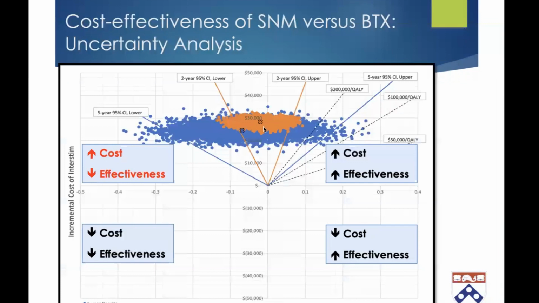And here's that, lovely, I love this, cost effectiveness plane. Everything is above the horizon, so everything costs more. InterStim costs more, both at the 2-year and the 5-year, the orange and the blue. Our point estimates were all in this upper left quadrant where InterStim costs more and was less effective, so forget it, Botox dominated. And these are the confidence intervals, where the points scatter.